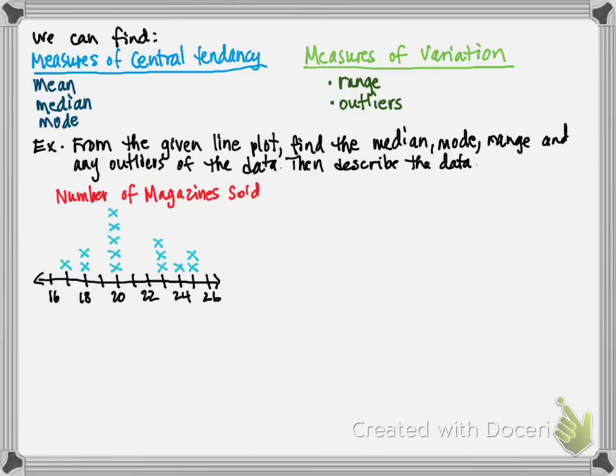Okay, so from the given line plot, find the median, mode, range, and any outliers of the data, then describe the data. All right, so let's start with actually range. So our largest number was 25, and our smallest number was 17. So we subtract them, and we get 8. Okay. Let's see what else. Let's do mode. He's simple. So we look for the tallest bar. Oh, this would be 8 magazines. And the tallest bar is at 20, so 20 magazines was the most that was sold.